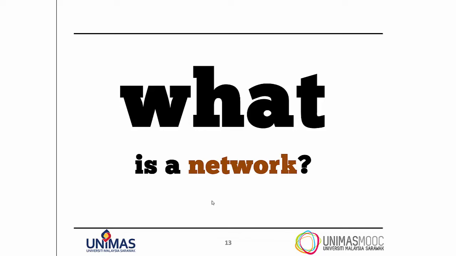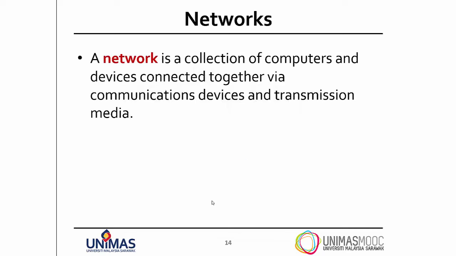What is a network? The definition is: a network is a collection of computers and devices connected together via communication devices and transmission media. So basically you have a group of computers or devices. Again, devices can be iPad, tablet, smartphone, anything which is using or connected to the network via communication devices. Later, I will list out some of the common communication devices through transmission medium. Again, I will discuss in more detail what is transmission medium. So this is the formal definition of a network.